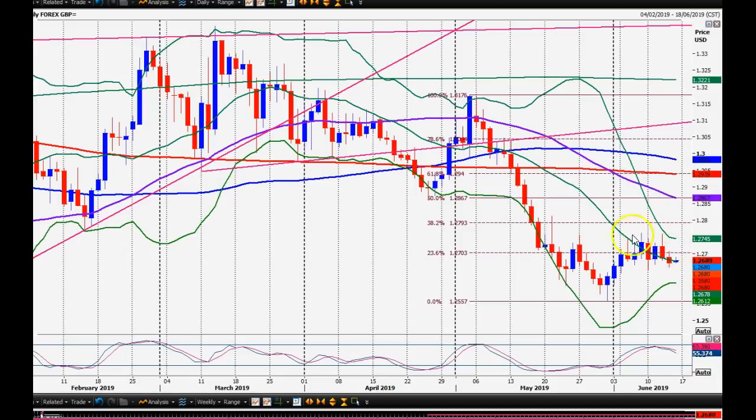Cable's just in limbo, as you can see, throughout the first part of June. I guess we're just waiting for the Tory election, and to figure out what's going on with Brexit. So nothing really to do in this pair, I don't think.